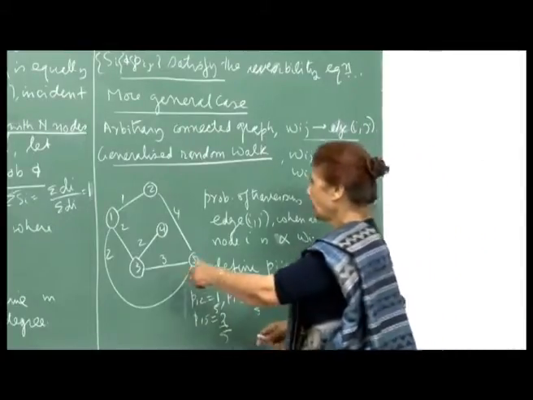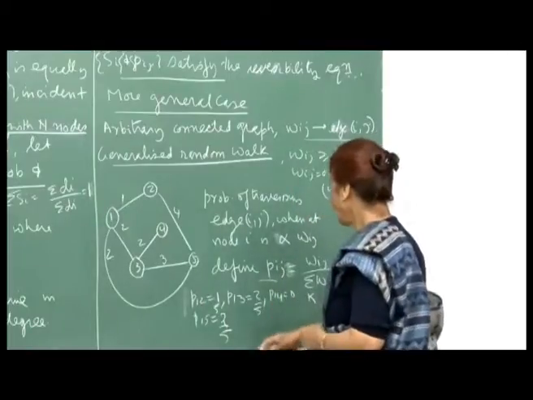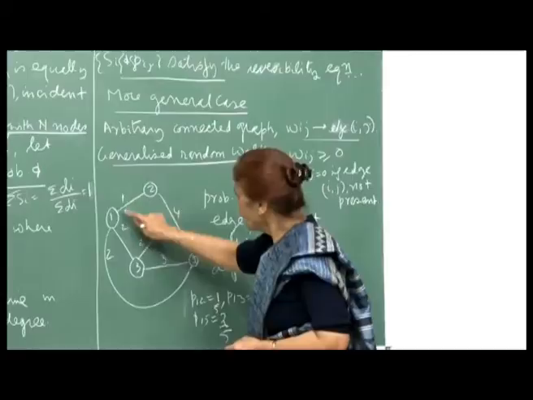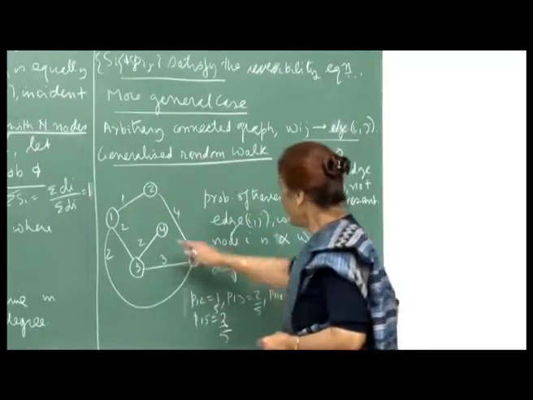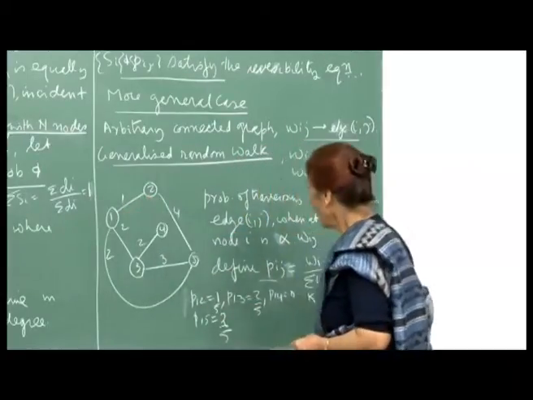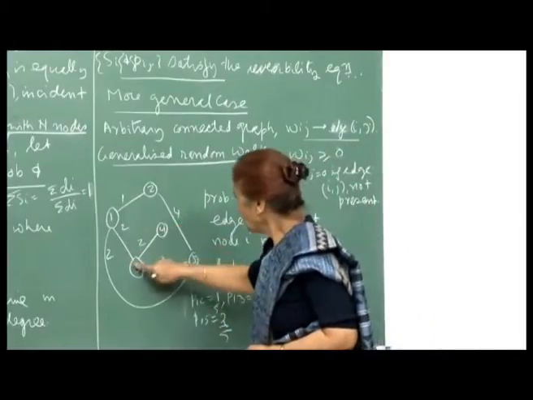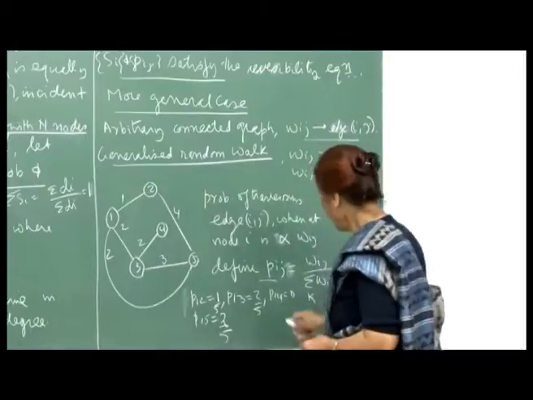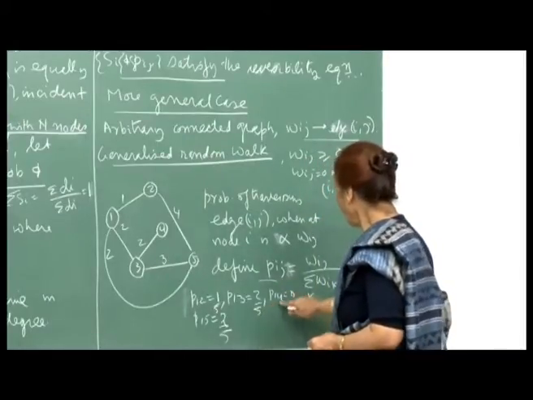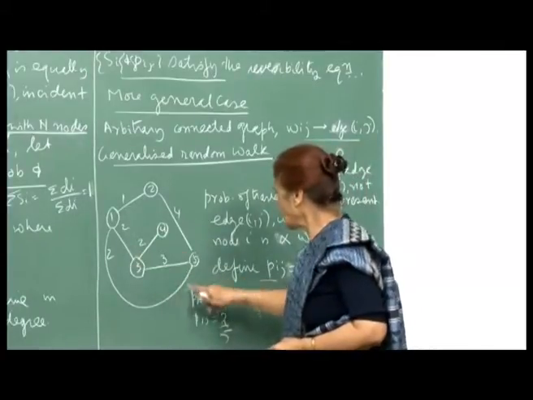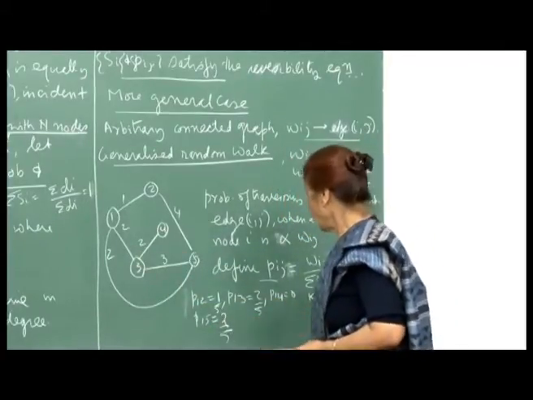For example, if you want to look at the probability P12, the total weights here are 5. P12 would be the weight of the edge 1 2, which is 1, so 1 divided by 5. Similarly, P13: the weight is 2 here, so 2 by 5. Then P14 is 0, and P15, there is an edge, so P15 is 2 by 5.